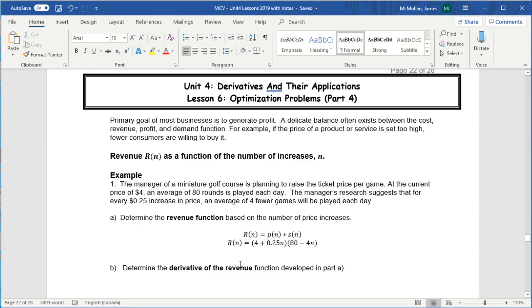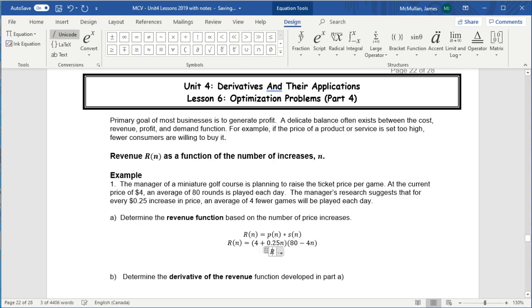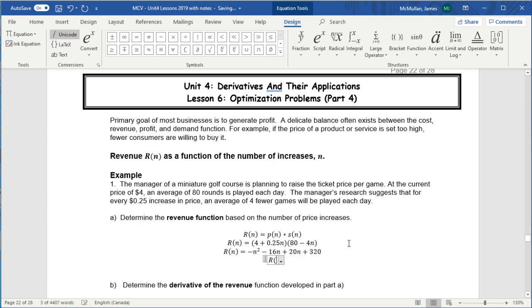So it says, anyway, determine the revenue function based on the number of price increases. Let's go ahead and expand this just so we make it a little easier to differentiate. So we have negative n squared, because of the 0.25 and the 4. Then we have minus 16n plus 20n, so minus 16n plus 20n. And then we have plus 320. So we get R(n) is negative n squared plus 4n plus 320.